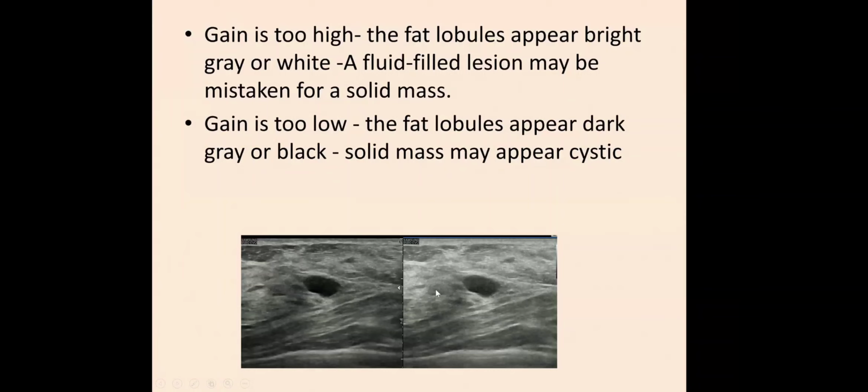When the gain is too high, the fat lobules, like you see here, will appear bright gray or white. Here with a proper gain setting, you can see the subcutaneous fat is of average gray, and there is a cyst. But what happens when you increase the gain? The subcutaneous fat lobules have become white, and your fluid lesion is not so anechoic as compared to this lesion. So in the case of a small lesion, you might misinterpret a cystic lesion as a solid mass. Similarly, vice versa, when you put the gain too low, the fat lobules appear dark gray or black, and you might misinterpret a small solid mass as a cystic lesion. So be careful about the gain.